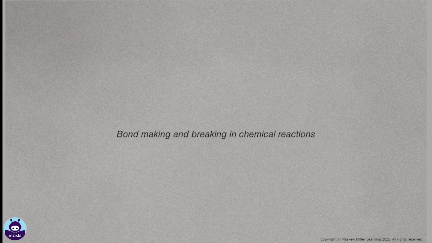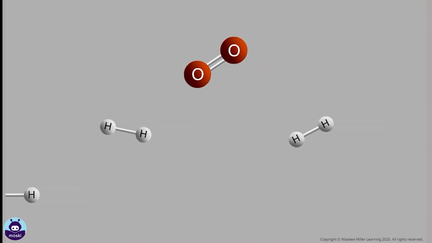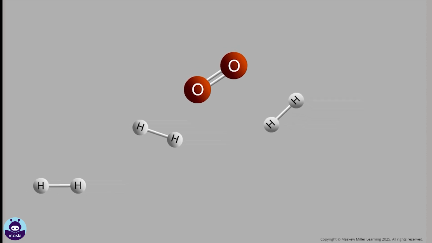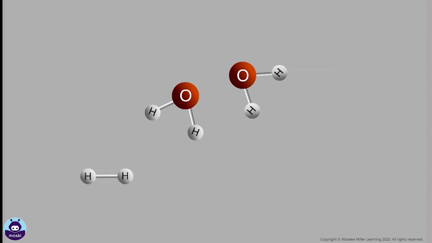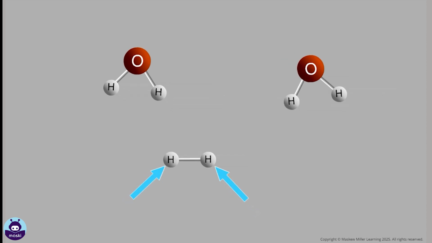Bond making and breaking in chemical reactions. Consider a chemical reaction of a diatomic gas hydrogen, H2, reacting with another gas, O2, to form a product, H2O. Each gas molecule of H2 has two hydrogen atoms bonded together.